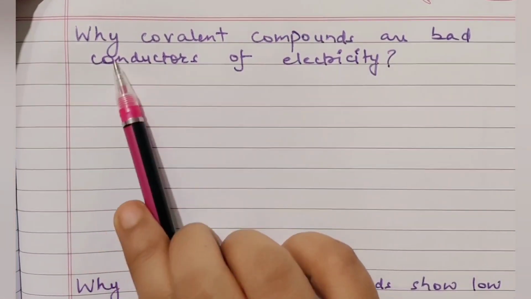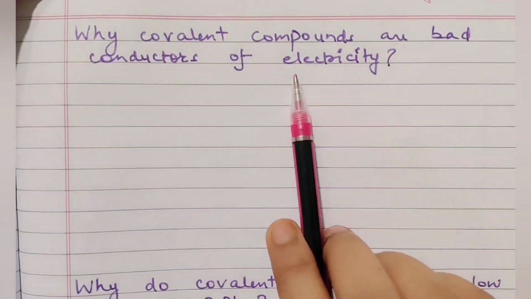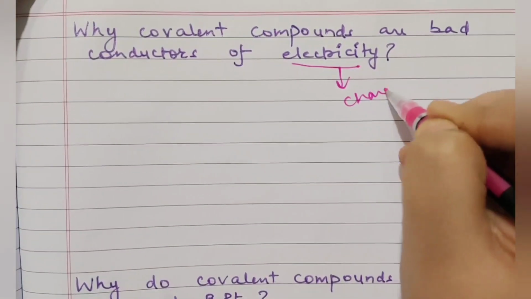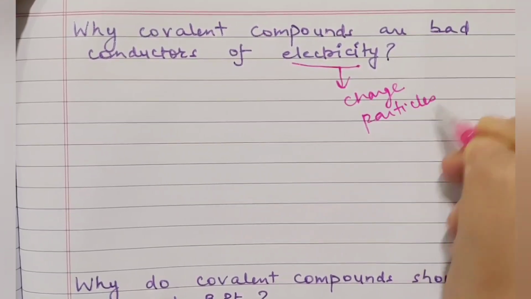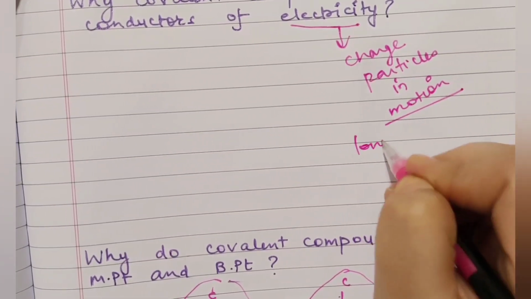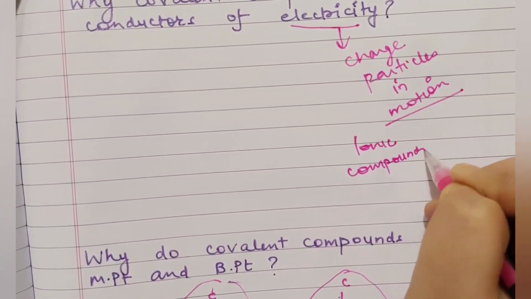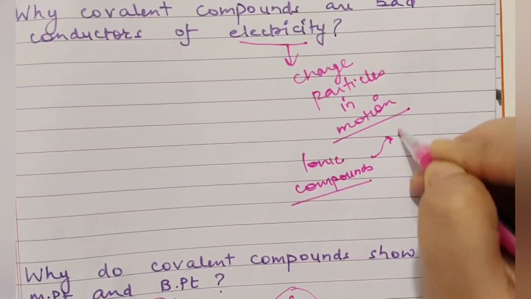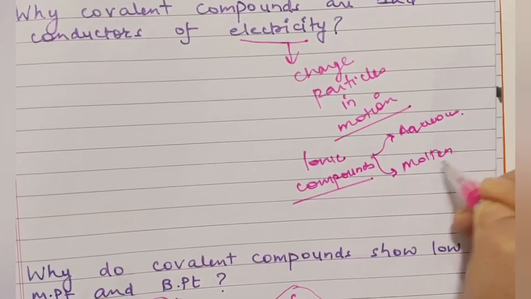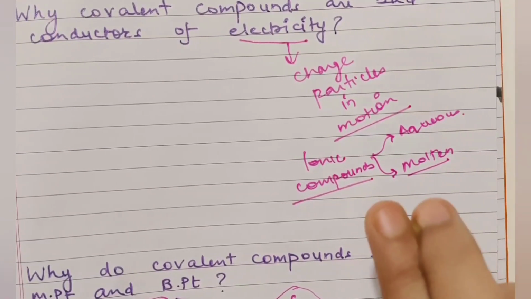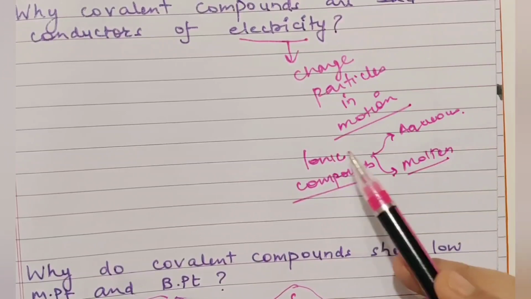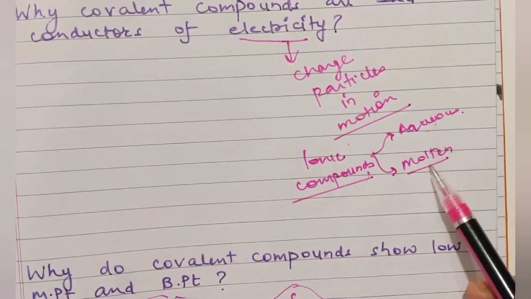The last question is why covalent compounds are bad conductors of electricity. For electricity to flow, we need charged particles in motion. Like when we have ionic compounds, they furnish ions in aqueous medium, that means when dissolved in water, or in the molten case. That means when they are given enough heat to separate cations from anions, so they both can move freely. That is when ionic compounds conduct electricity, when the charges are free to move.